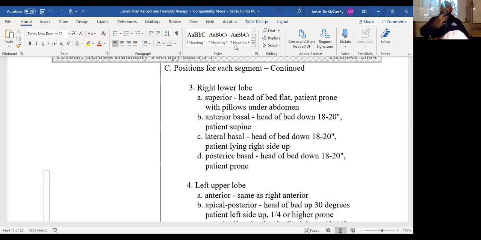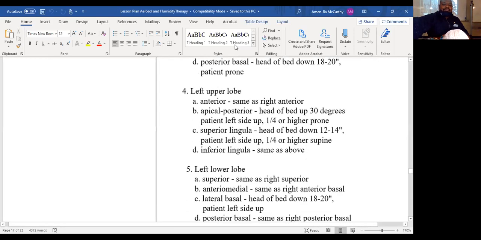What about the posterior basal? Posterior basal. Well, this time you have the head of the bed down 18 to 20 inches, but the patient is prone. See that? Because posterior means the back, right? If I'm gonna drain the back of my lungs, I need to be on my stomach. And not only am I going to be on my stomach, but I have to have the head of the bed down because we're in the right lower lobe. We want it to drain up toward the upper airway, right? Okay.